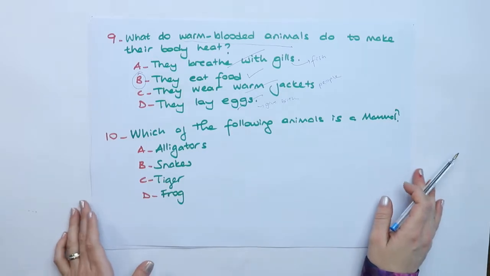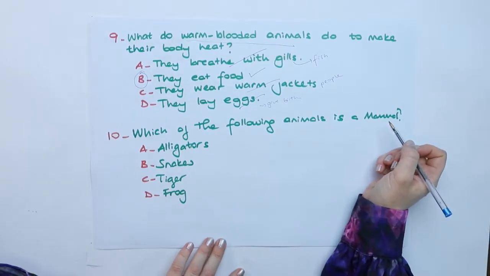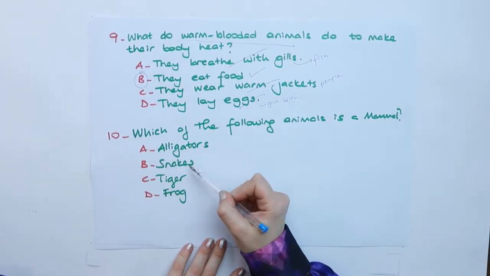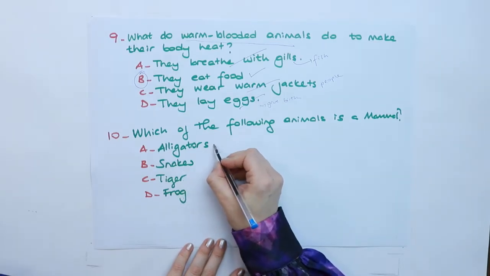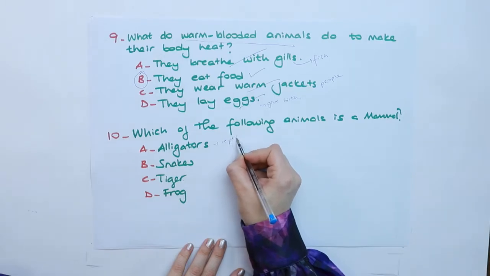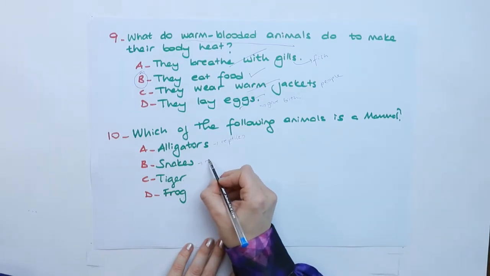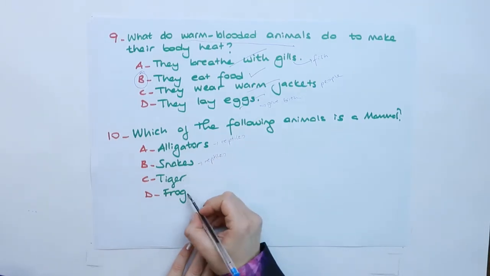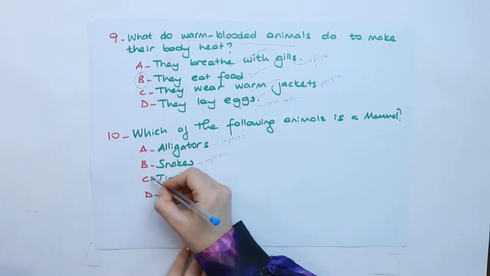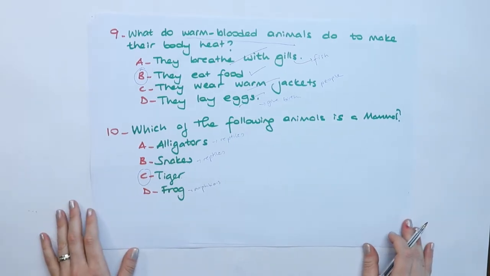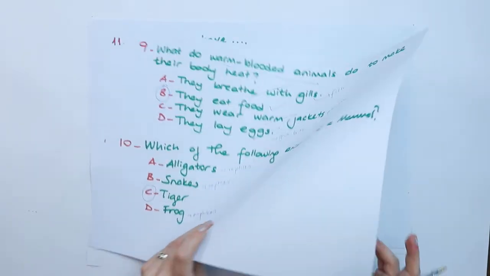10. Which of the following animals is a mammal? We've got alligators, snakes, tiger, and frog. Alligators are reptiles, as we all know. Snakes are reptiles. Frogs are amphibians. So I'm going to choose C for mammals.